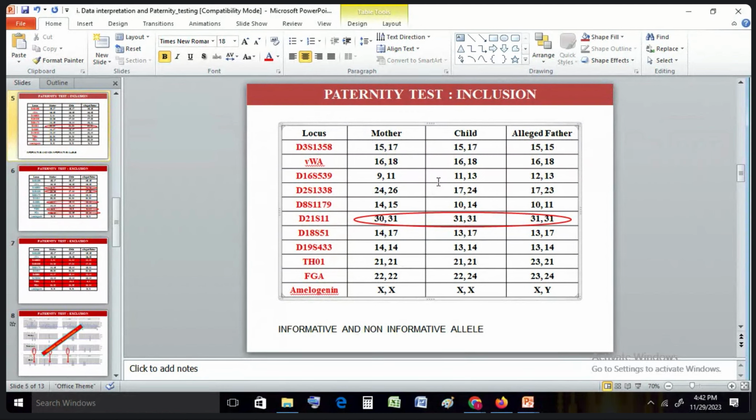Non-informative, that's why. And this one that I am showing now, 30, 31, the thing that you are looking at. Any question here? One of the child's 31 must come from the mother. The other one should come from the other person, the alleged person. The alleged person also has 31. So it is a match result. Any confusion here? No.